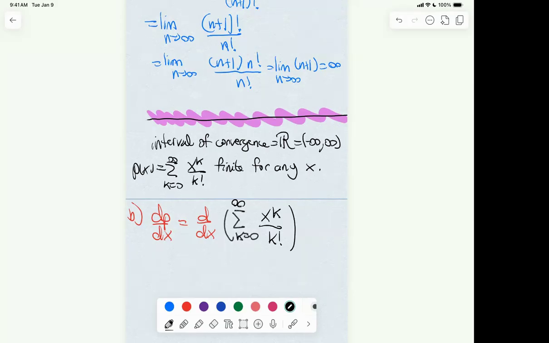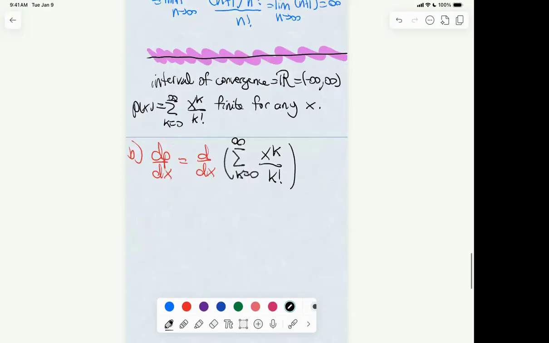Okay, now let's look at this one. Again, the cool thing about power series is that you can do the naive derivative. This is a constant, so take the derivative of x to the k, as we were saying, and bring the k down. So you just end up getting the series from k equals 0 to infinity of k x to the k divided by k factorial, right?